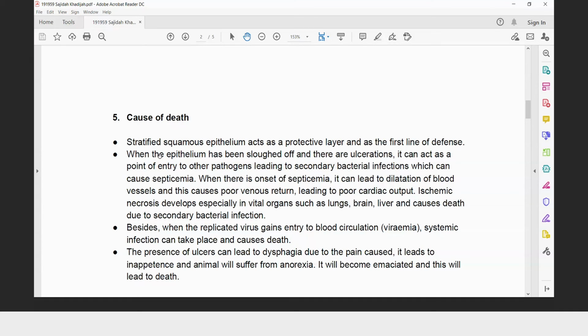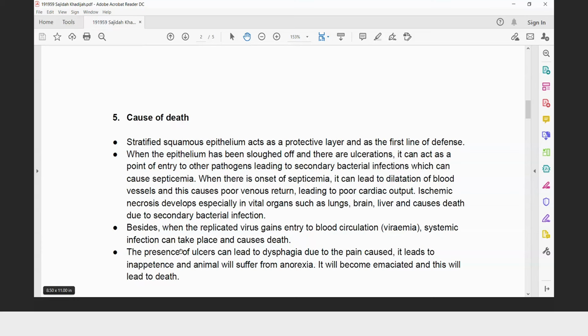But I mean, your thought is correct. The flow may not be that smooth. We'll see first later on. The replication of virus, intravascular viremia, systemic infection. And this one is not necessary actually, because systemic infection can take place and cause that, correct? I think this is referring to the above also. Presence of ulcer, dysphagia, yeah, this is another second possibility. It leads to inappetence, and the animal will suffer from emaciation, correct? But in this case, how will emaciation kill the animal? You are not mentioning that, okay?